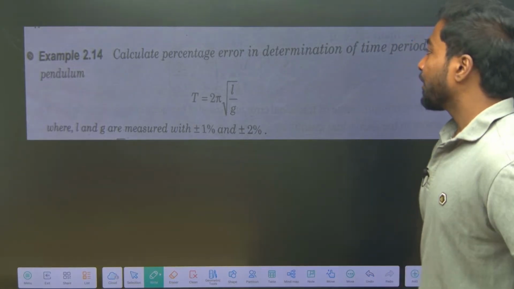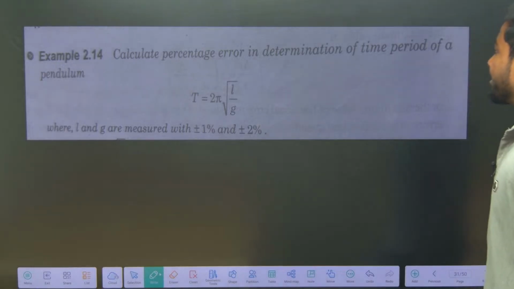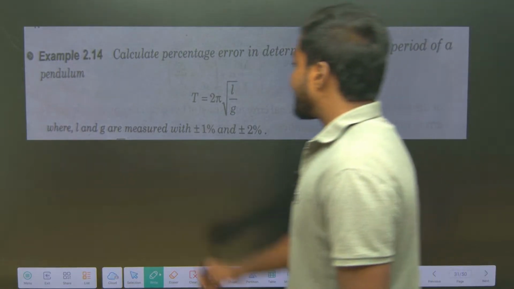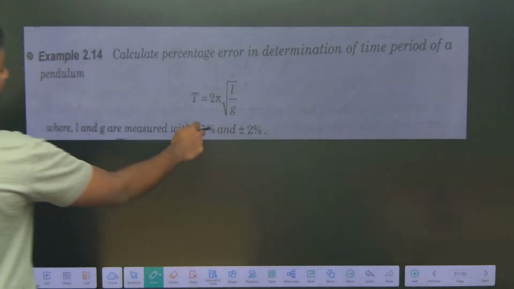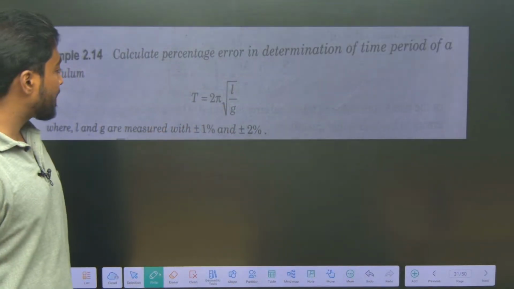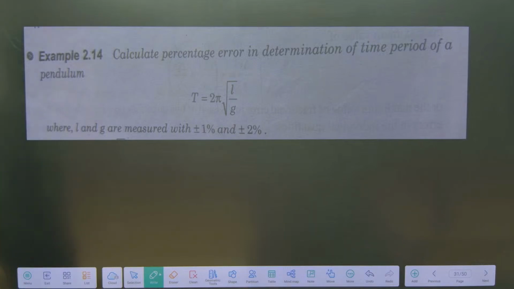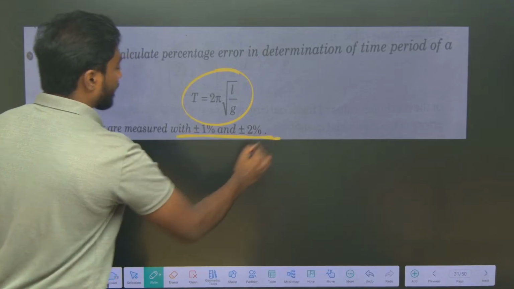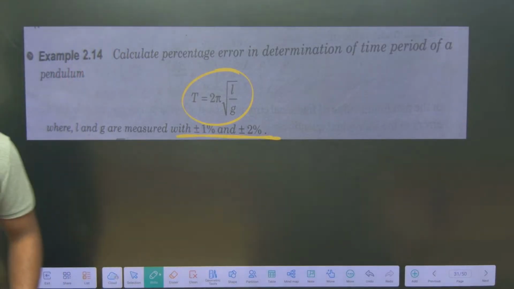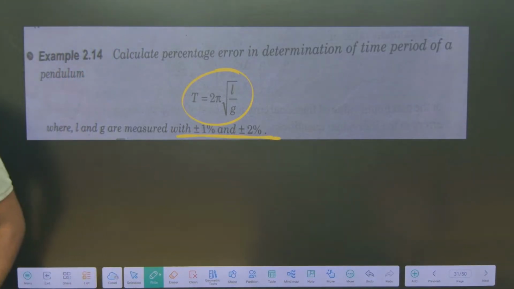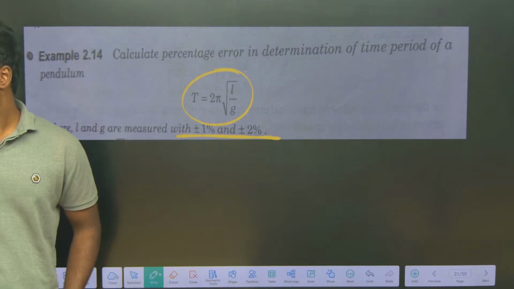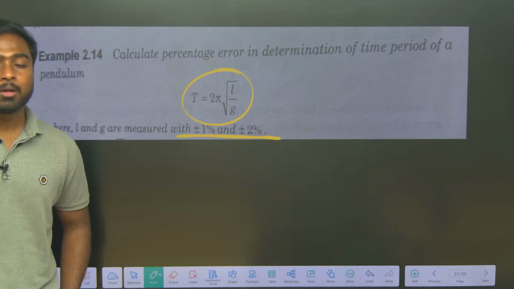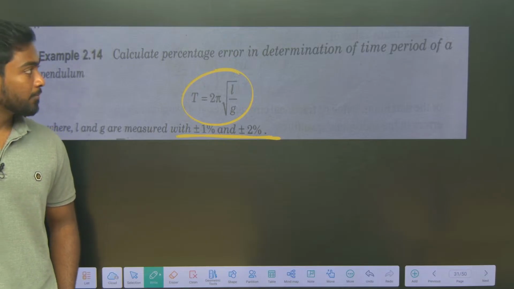Okay. So calculate the percentage error in determination of time period of pendulum. L is given as 1 plus or minus 1%, g is given as plus or minus 2%. So this is my question and these are the values they have given. Whoever is watching now, you can take a screenshot of the question, or if you have notes in front of you, you can take a note of that question.